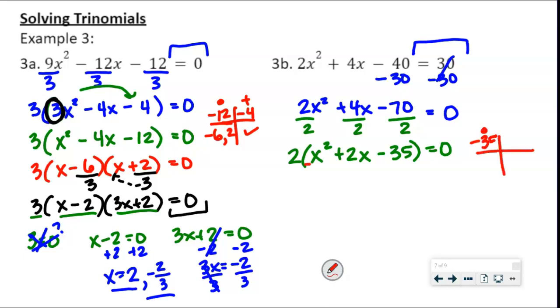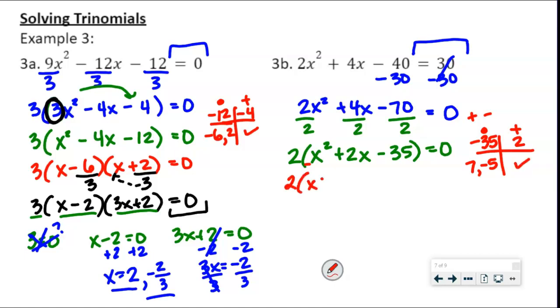What two numbers multiply to get you negative 35 and add to get you 2, right? So again, multiplying to get a negative, so we need a positive and a negative, and they're going to add to get us 2. So let's try 7 and negative 5, right? Because that's going to give you negative 35. When adding, they do give you positive 2.